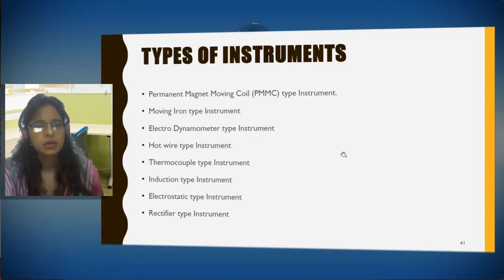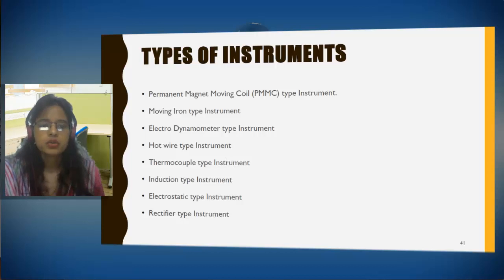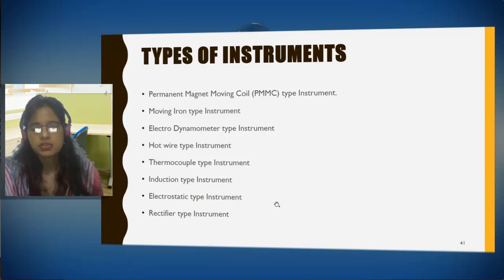So first is permanent magnet moving coil. There is a permanent magnet, there is a moving coil, as the name suggests. Then moving iron, where some iron will move. Electrodynamometer type instrument will be discussed. Then hot wire type instrument and thermocouple type instrument, these two will be discussed. Induction type instrument: I have discussed the induction effect, and I told that these techniques are used in development of some instruments. Electrostatic I have discussed, so electrostatic type instrument, then rectifier type instrument. These are the various types of instruments which will be discussed in the upcoming classes.